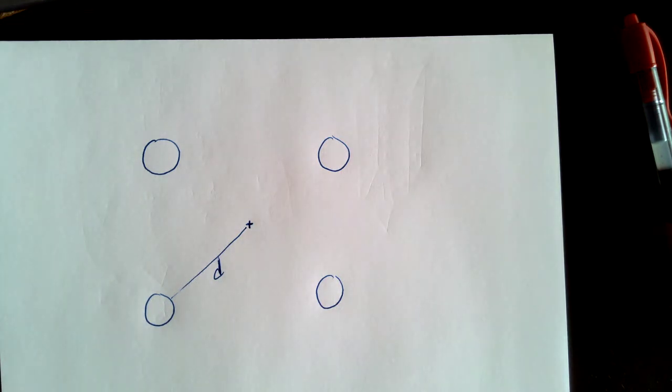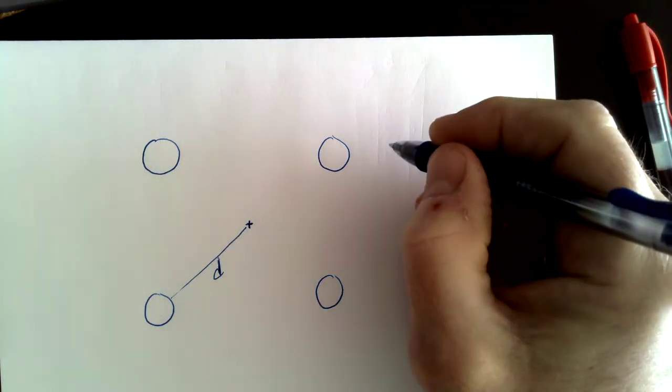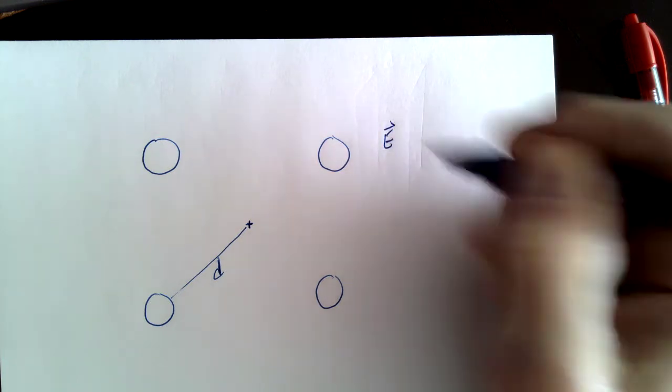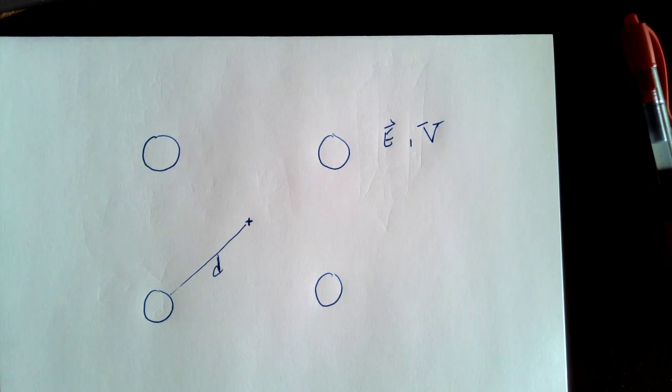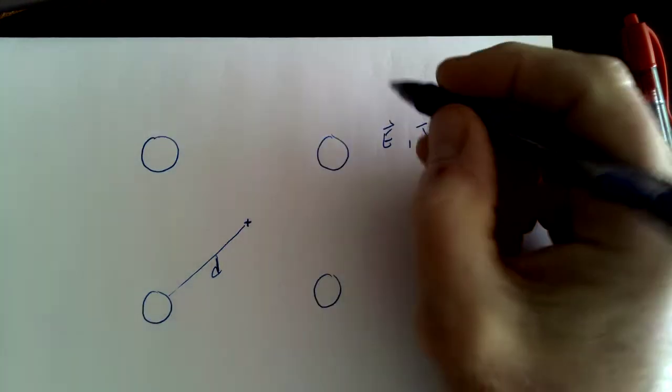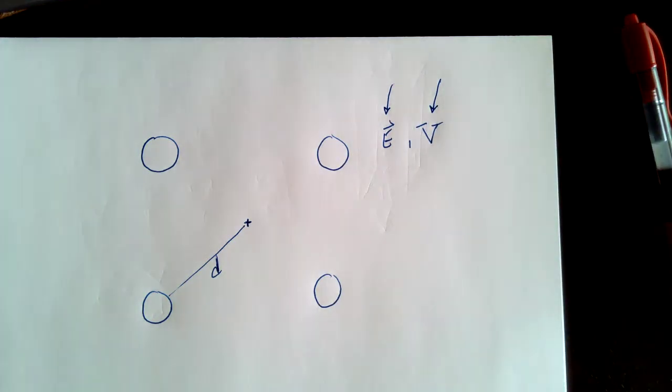Call it D, call it R, call it whatever you want. It's just distance D, and that's going to be the same for everybody. My question is in two parts: find the net electric field at the dead center, and find the electric potential at the dead center.